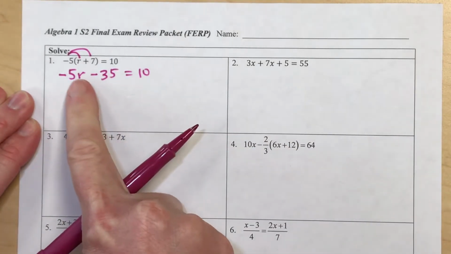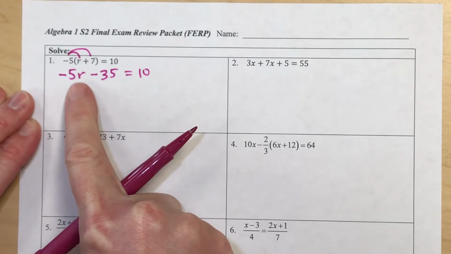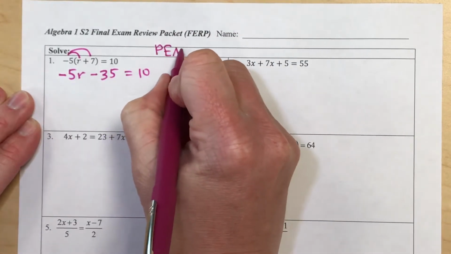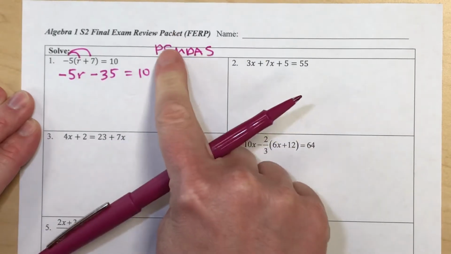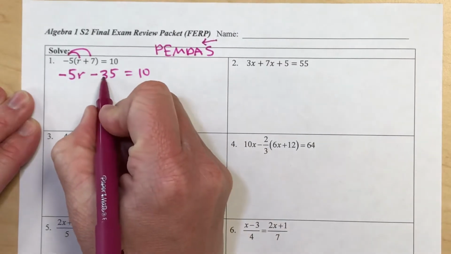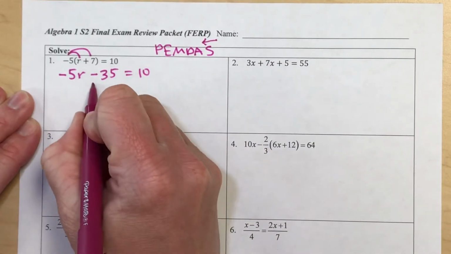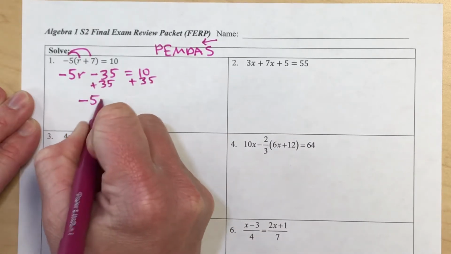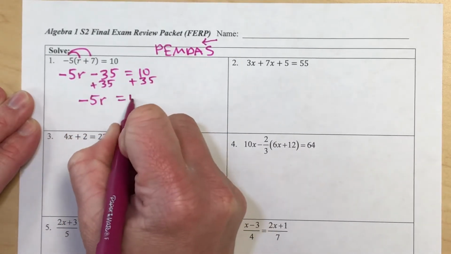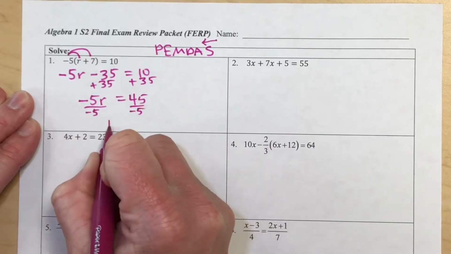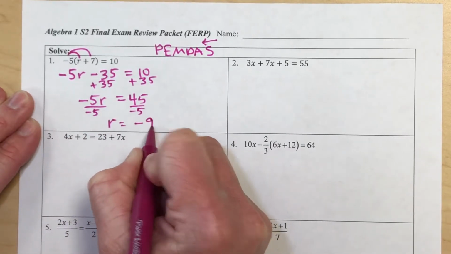Now to isolate your variable, the letter r, to solve for that, you want to undo what's been done. So maybe it's helpful to write PEMDAS. This is when you're doing order of operations, but when you're solving, you actually go backwards. So we're going to undo the subtract before the multiply. I'm going to add 35 to both sides, and then I get -5r is equal to 45. And if I divide both sides by -5, my r will be equal to -9.